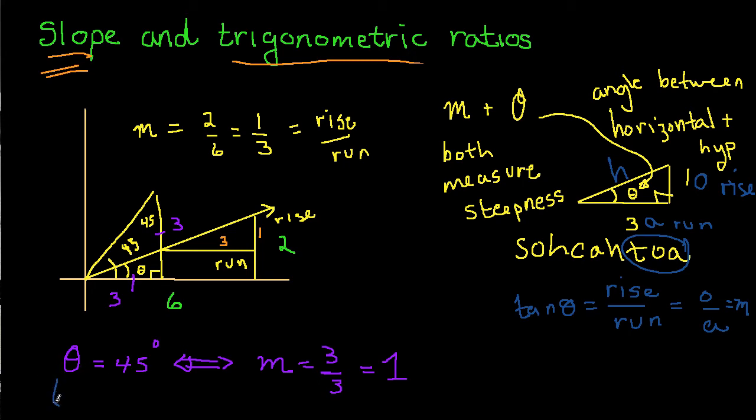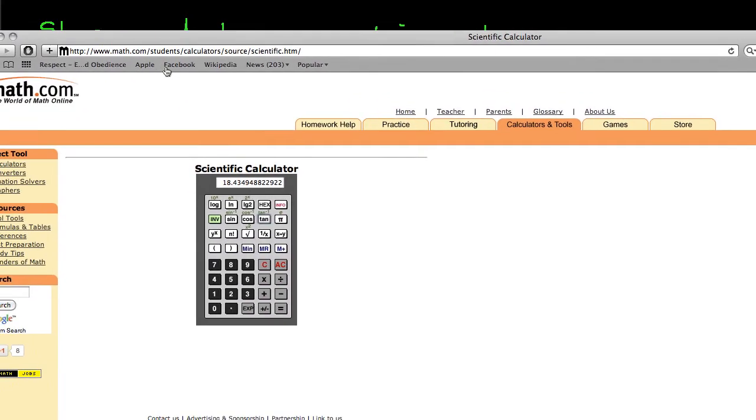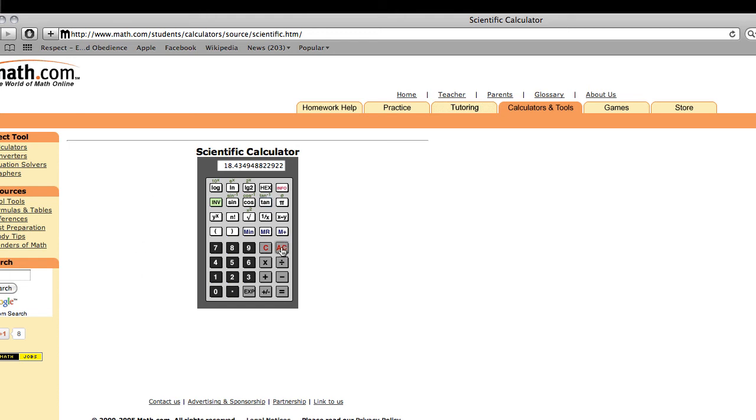So that means that the tan of 45 degrees should be equal to 1. Okay, the tan of 45 should be equal to 1. So let's check this out on our calculator. So 45 degrees, let's take the tangent of that, 1.